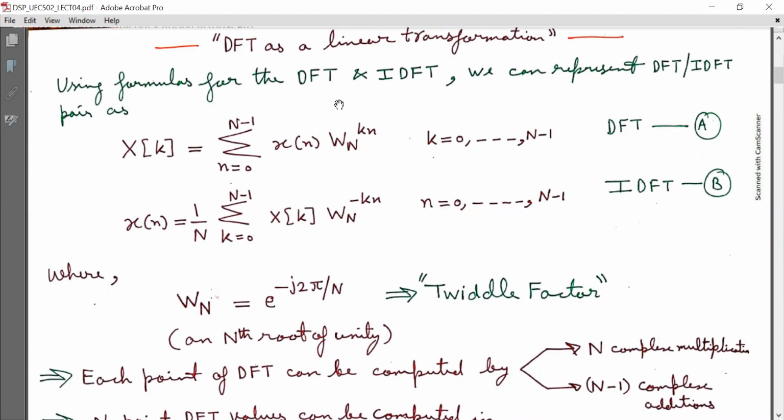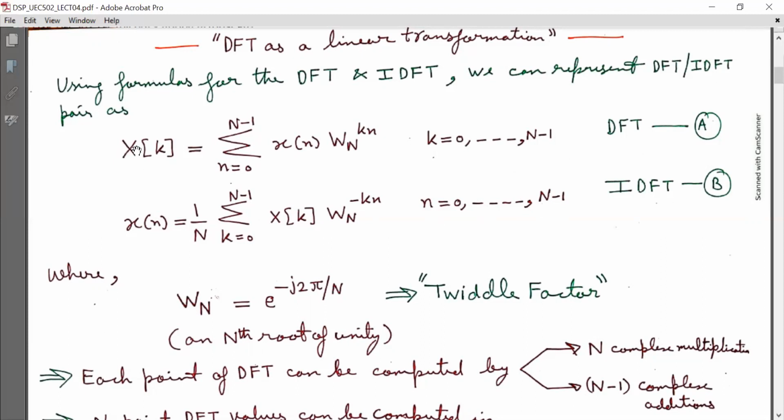Using formulas for the DFT and IDFT, we can represent the DFT and IDFT pair as capital X[k] equal to summation n running from 0 to capital N minus 1, x[n] capital W raised to power kn, where k is ranging from 0 to N minus 1, and that forms the DFT, which is indicated by equation A, and small x[n] is equal to 1 by N, summation running from k equals 0 to N minus 1, capital X[k], capital W raised to minus kn, where n is ranging from 0 to capital N minus 1, which forms the IDFT, and I mark it as equation B.